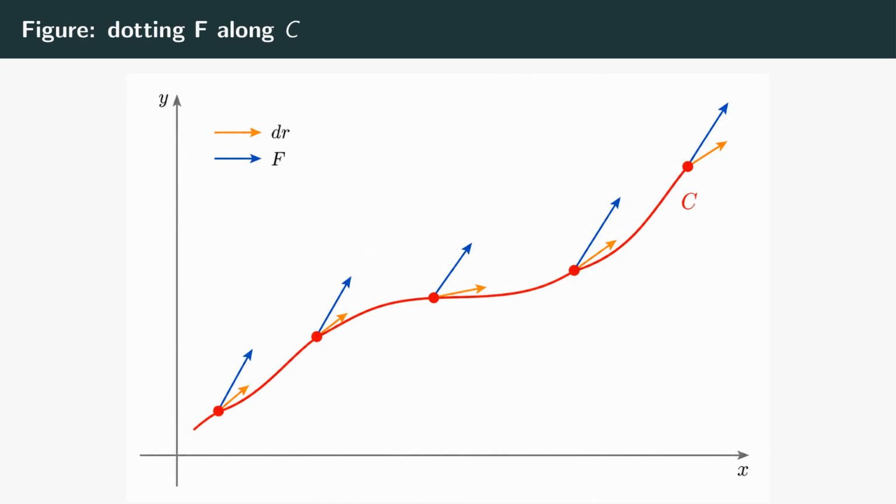If mostly perpendicular, small. In the limit, the finite sum of dot products becomes the line integral over C of F dot dr. The Riemann sum mindset transfers verbatim from one-variable calculus, only the integrand changed, from a scalar height to a scalar dot product.